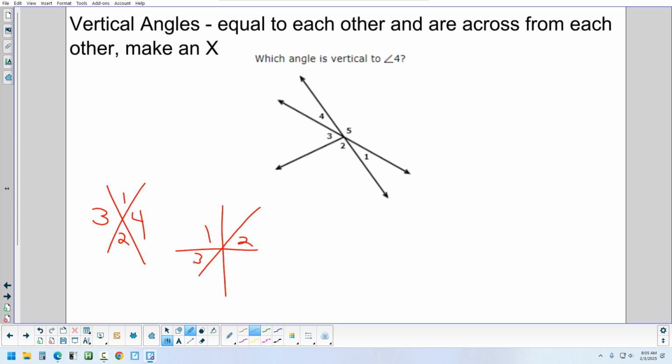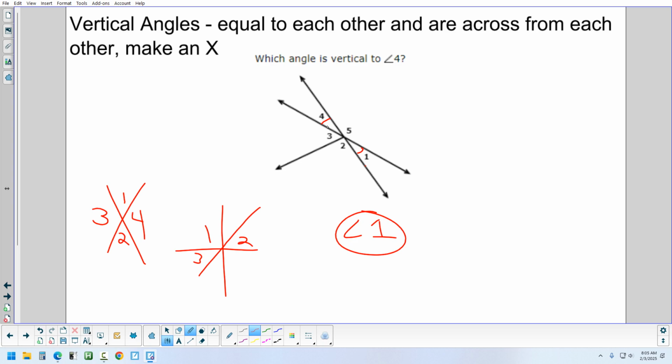Okay. So let's look at our picture, and it says, what angle is vertical to angle 4? Yeah, angle 1. Angle 4 is across from angle 1. And I don't think they've said this yet. Vertical angles are equal to each other. Yeah, they are equal to each other. I didn't mention that part. That means angle 1 and angle 4 are exactly the same size.